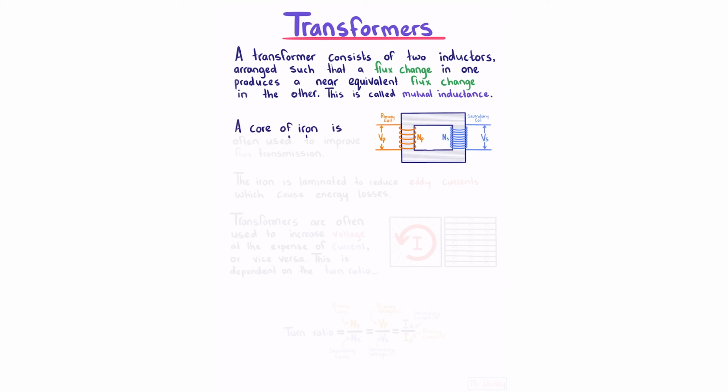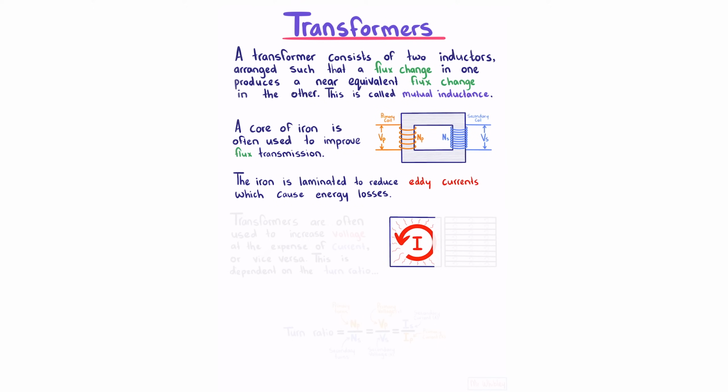A core of iron is often used to improve flux transmission. The iron is laminated to reduce eddy currents, which cause energy losses. And so if our core was not laminated, we would be producing very large eddy currents, which would result in large energy losses. With these laminations, we're able to reduce the size of these currents.